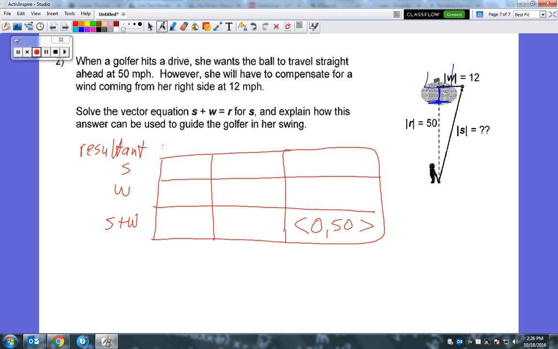Then it says, however, she will have to compensate for a wind coming from her right side. What direction are you traveling, obviously? Left or west, or how many degrees? 180. So this is coming from her right side. This is 180 is the angle. So let's put wind at 180. What is the magnitude? 12 what? Miles per hour. What other information are we given?